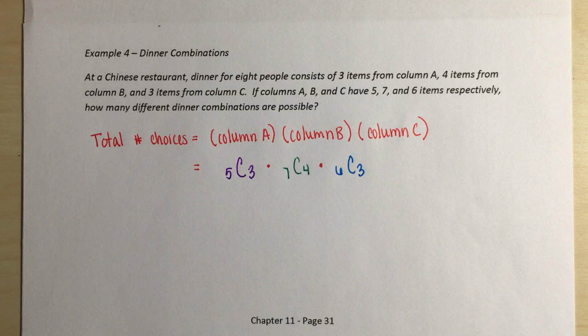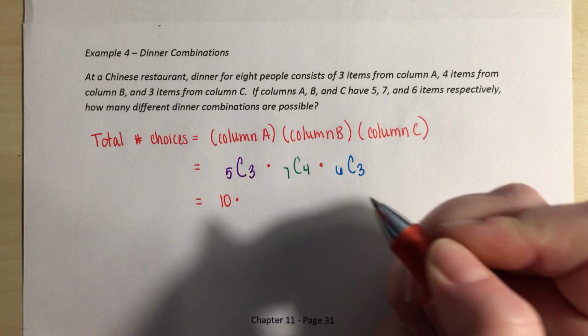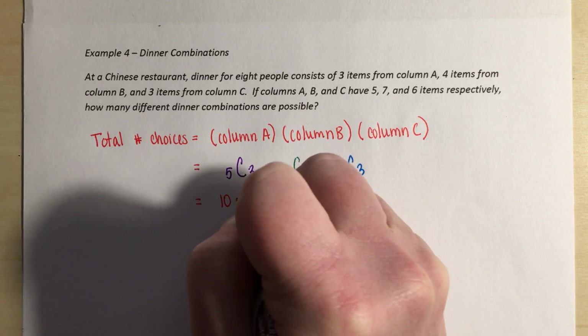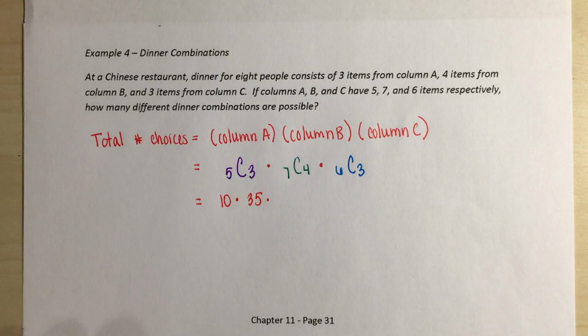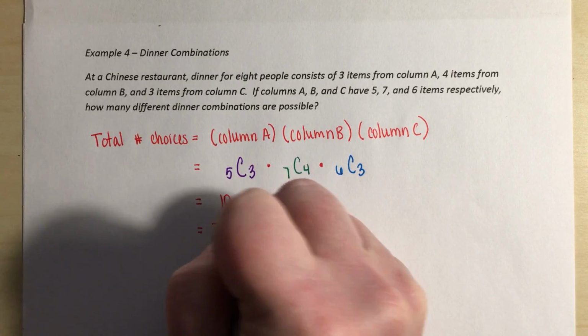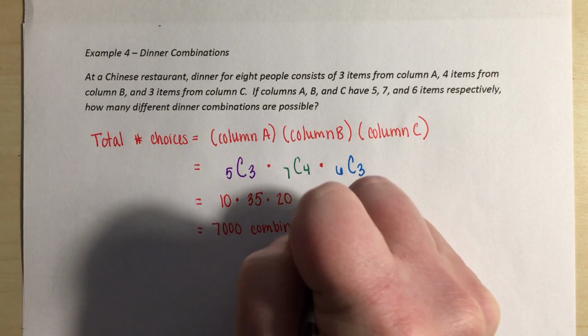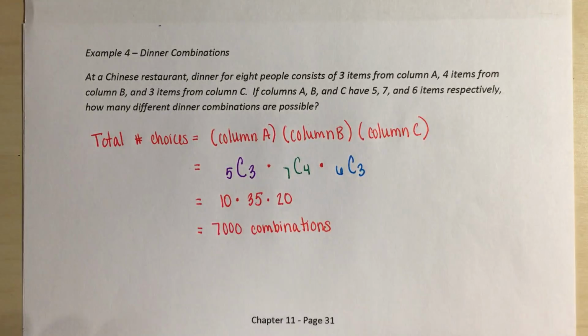Then again, instead of working this one out from beginning to end, showing all the canceling and everything, I have plugged these into a calculator. 5C3 gives us 10. 7C4 gives us 35. 6C3 gives us 20. So we end up with a total of, when we multiply these together, 7,000 combinations. Okay. So again, our dinner combinations, in this case, we're not just finding one combination, we're finding 3, and then we're going to multiply those together to get our final answer.